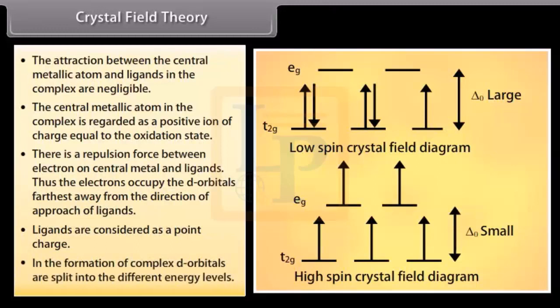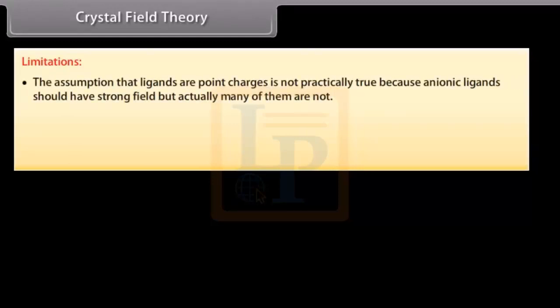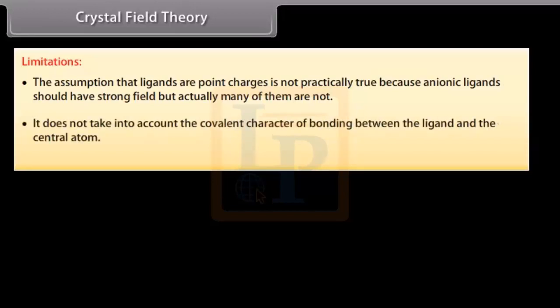In the formation of complex, d orbitals are split into different energy levels. The main limitations of crystal field theory are following. The assumption that ligands are point charges is not practically true because anionic ligands should have strong field, but actually many of them are not. It does not take into account the covalent character of bonding between the ligand and the central atom.